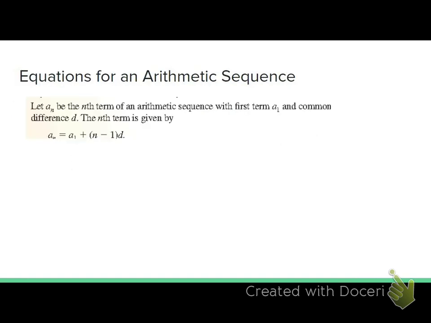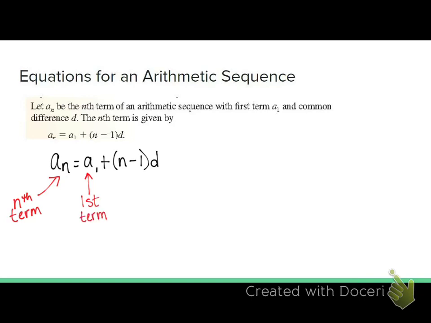Write it again. If you did not write this down yet, you should. I'll write it a little bit bigger and label the parts. A sub n equals A sub 1 plus n minus 1 times D. If we label these parts, A sub n refers to the nth term, so whatever number it is they want to talk about: first term, 10th term, 101st term. A sub 1, we've talked about, that refers to what? Which term? First. The first term. This is always the first term of the sequence.